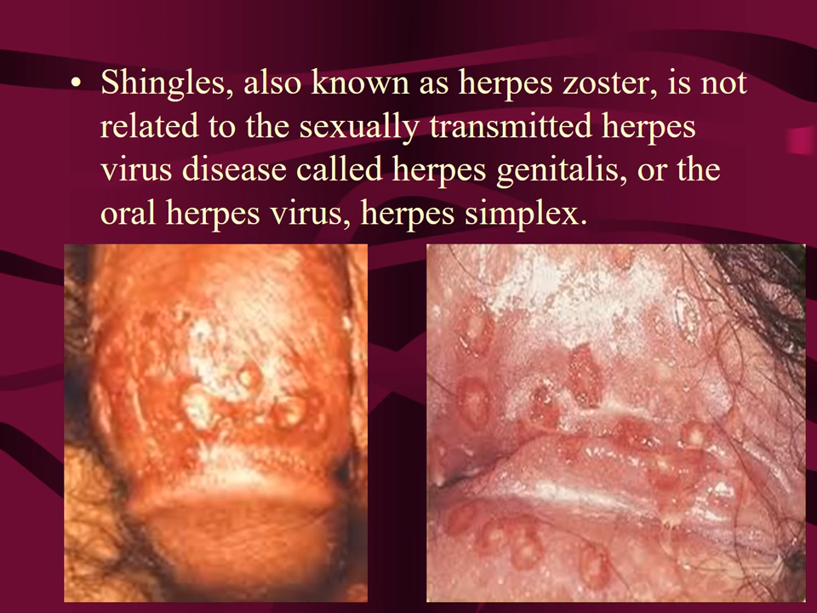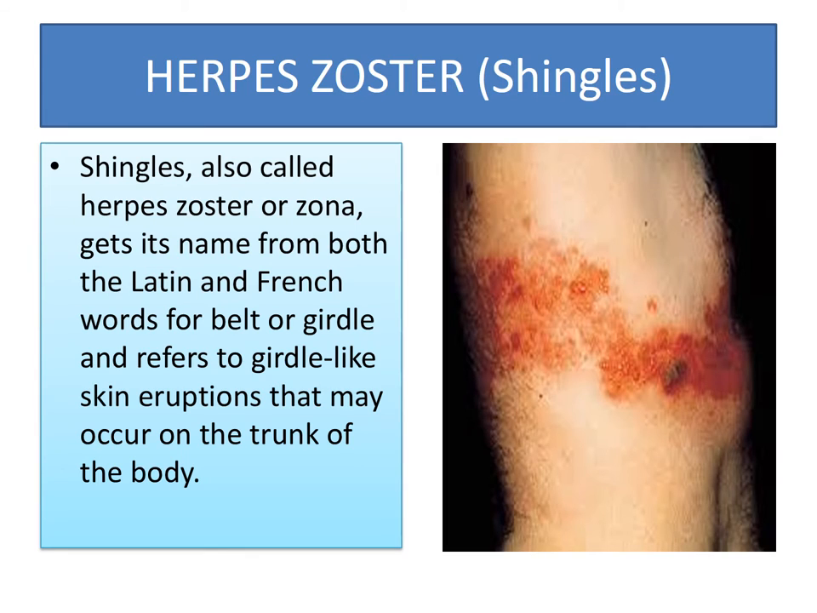the process, same disease. This is herpes zoster on genitalia. We can see shingles, also known as herpes zoster, is not related to the sexually transmitted herpes virus disease called herpes genitalis, or the oral herpes virus, herpes simplex. So this is a different process, this is a different disease.